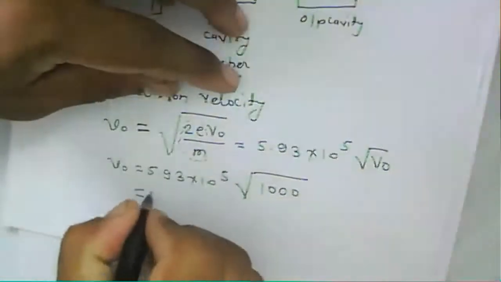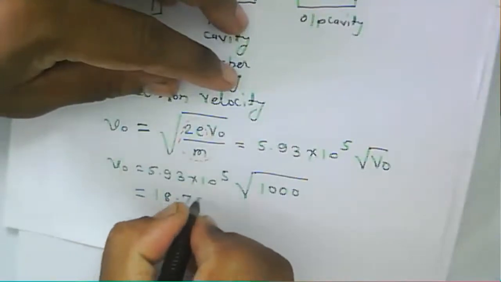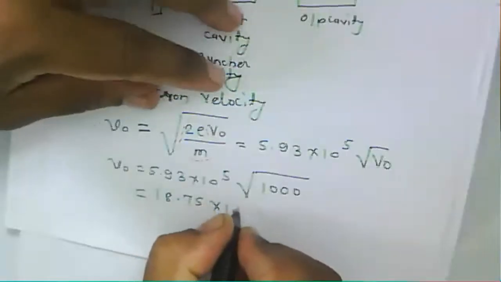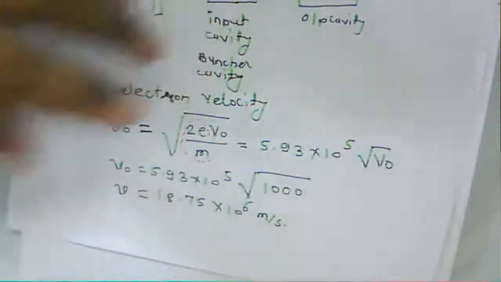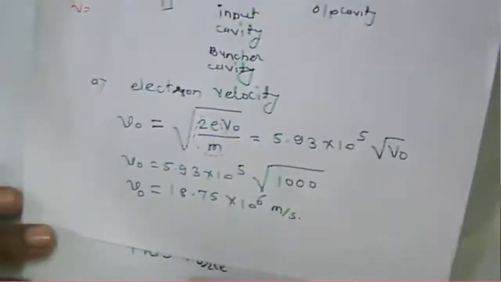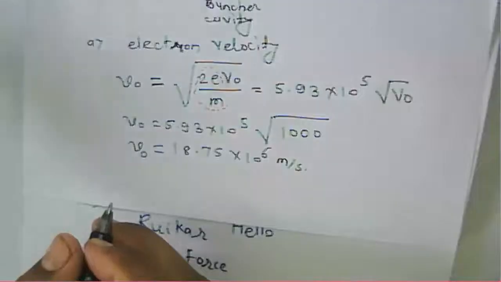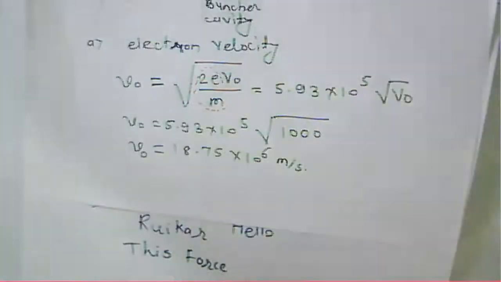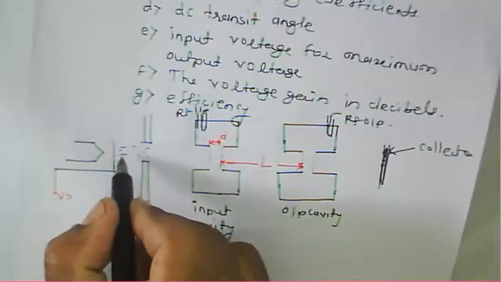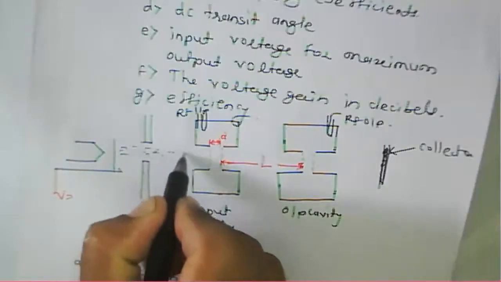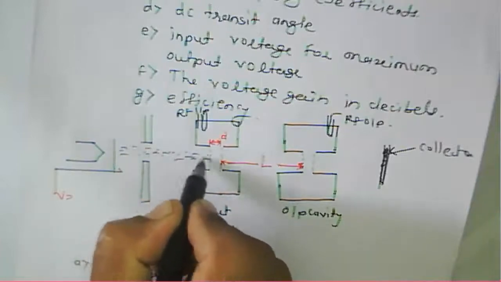So after solving, we'll get 18.75 × 10^6 meters per second. That is called the velocity of an electron, the velocity of the electrons propagating through the beam. Here, these are the electrons propagating through the beam.